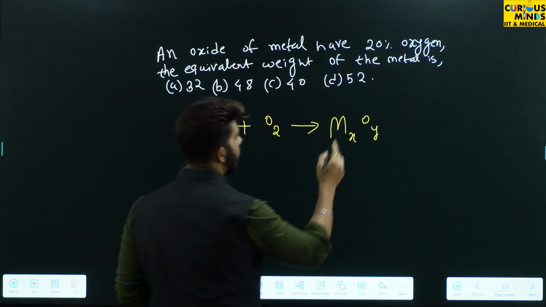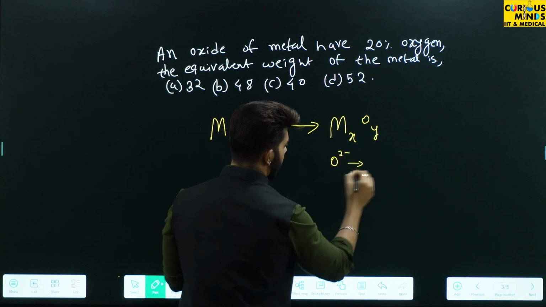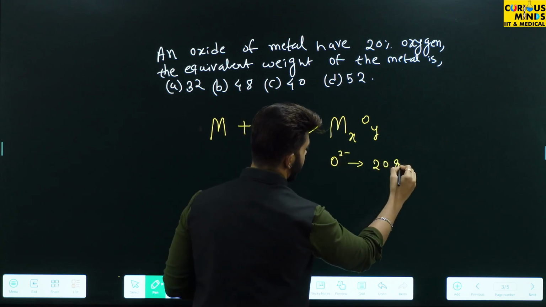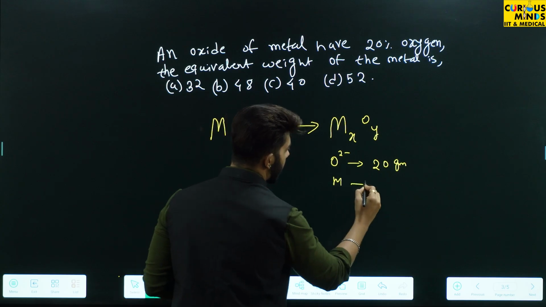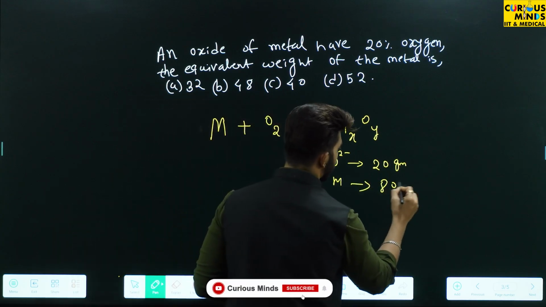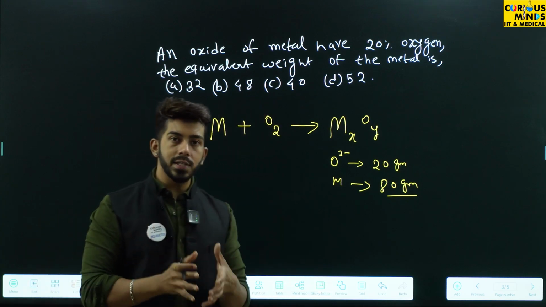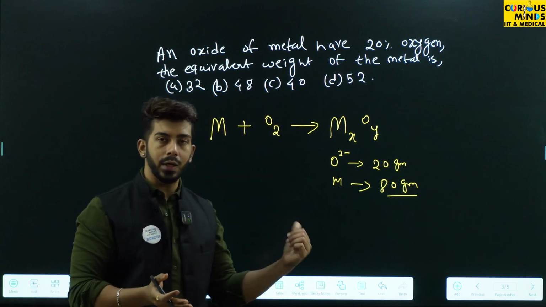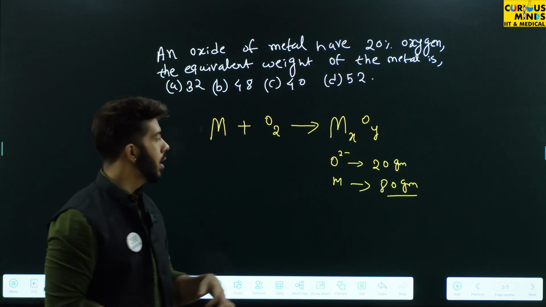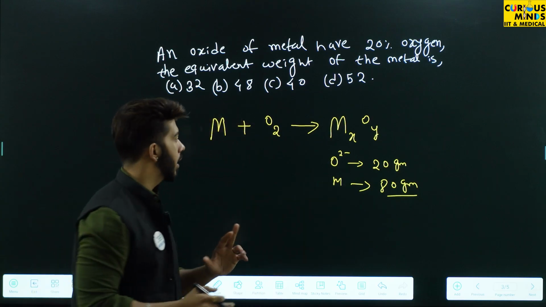Now the thing is 20% oxygen. Can I say the oxide part is 20%, so let's say 20 gram. So what will be the metal part? The metal part will be 80 gram, right? So if the part of the oxide in the metal oxide is 20%, that is 20 gram, let us consider, the part of metal will be 80 gram, right?